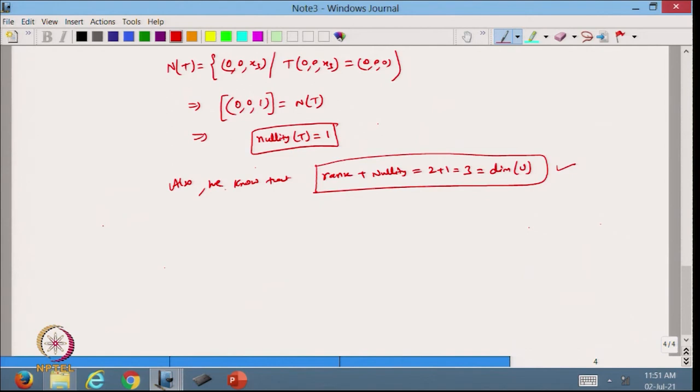Now I want to check whether this T is one-one or onto or not. So this one I want to check.